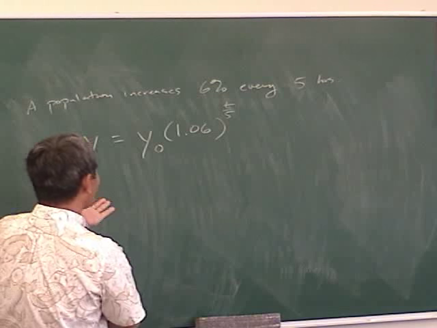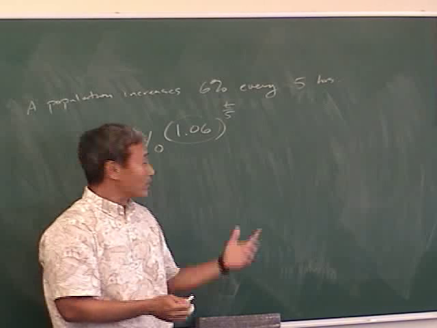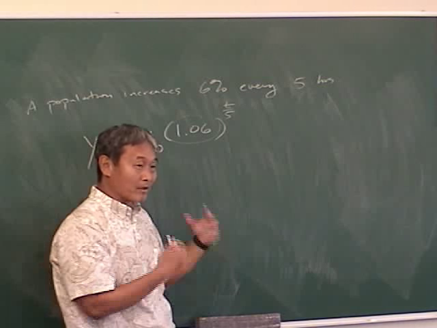Anyway, when this number is bigger than 1, that's exponential growth, right? When this number is a fraction between 0 and 1, then we've got exponential decay.